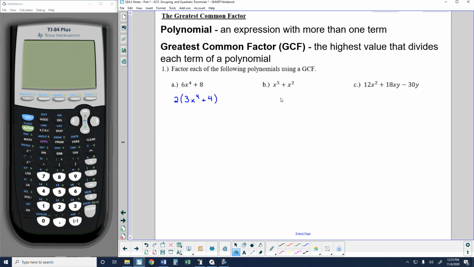So what do they have in common? What's the highest power that they have in common? If you said x to the 2nd power, you'd be correct. So this would be x to the 2nd. Now, if I took away an x to the 2nd from x to the 5th, let me just do a little refresher on exponents.